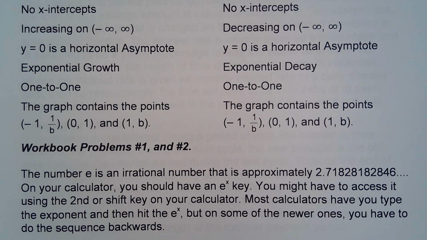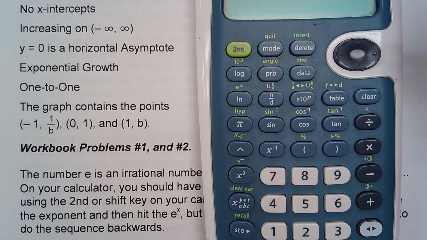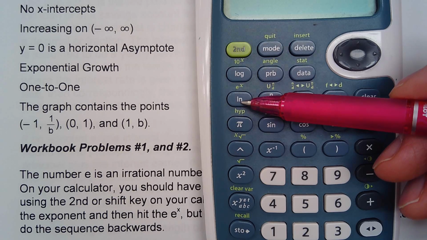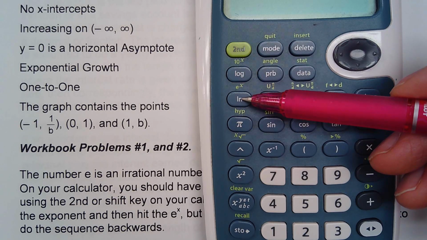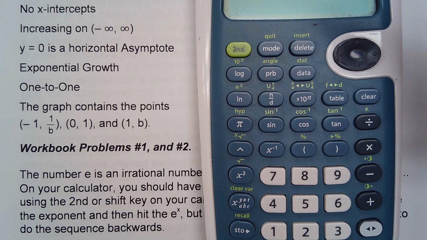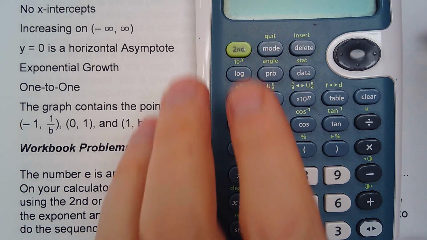Most of your calculators have you type the exponent and then hit the e to the x key, but some of the newer ones, and actually this is becoming more so, have you do the sequence backwards. So if you look on the TI-30X S and you look at the third button down from the second key, it's an LN button, and notice in green is your e to the x. That is your e to the x key. e is kind of like what pi is in mathematics.